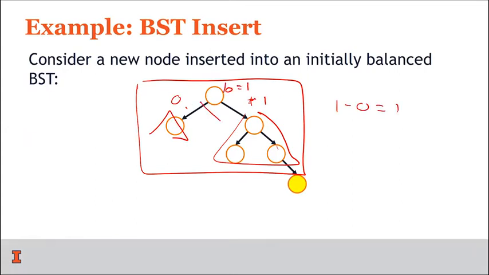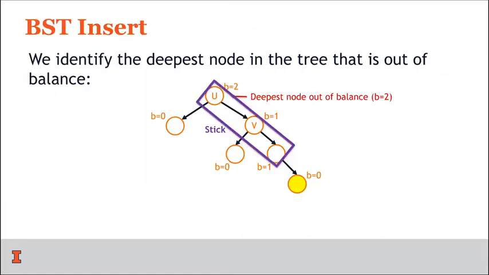By adding a new node to the end of this tree, now the height of this right subtree is 2. 2 minus 0 is 2. And because the magnitude of the balance factor is greater than 1, we know this tree as a whole is out of balance. So when we look at this tree, we want to consider where the deepest node that is out of balance is.